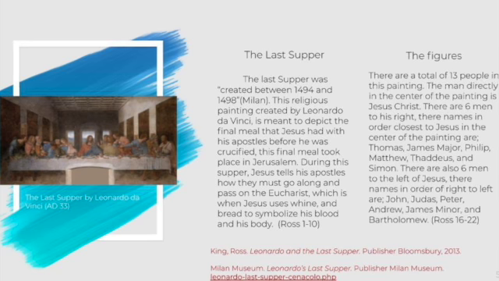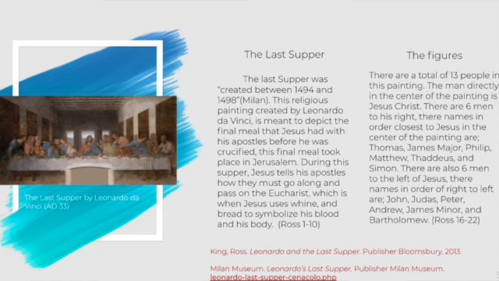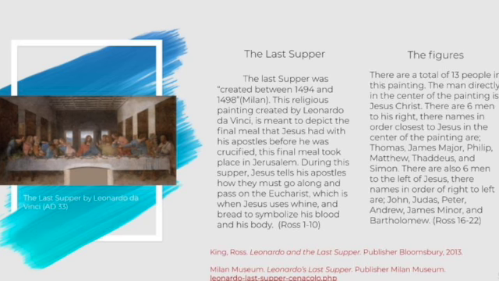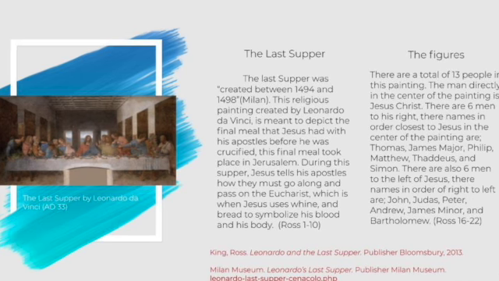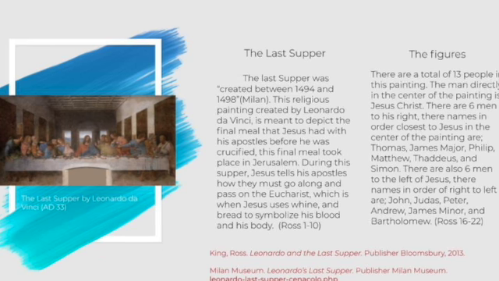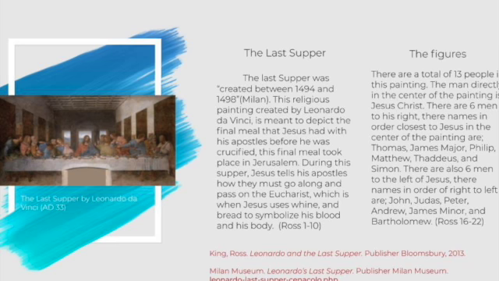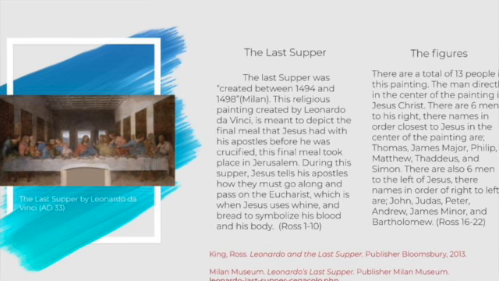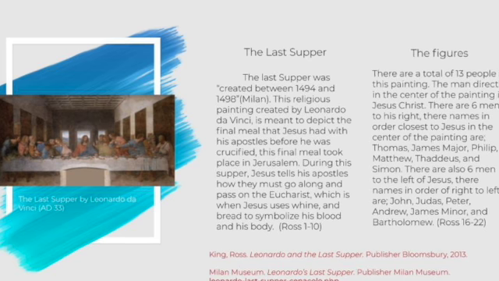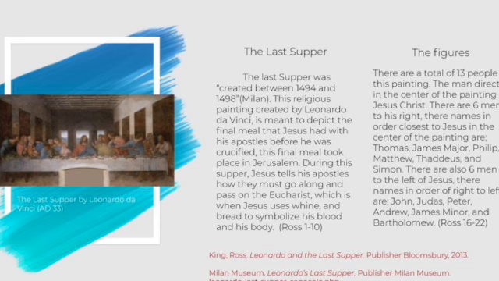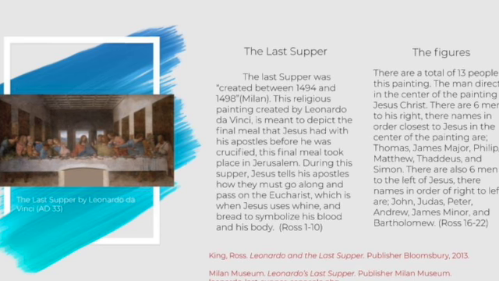Their names in order from closest to Jesus in the center of the painting are Thomas, James Major, Philip, Matthew, Thaddeus, and Simon. There are also 6 men to the left of Jesus. Their names in order from right to left are John, Judas, Peter, Andrew, James Minor, and Bartholomew. Judas is a famous apostle of Jesus who would go on to betray him.